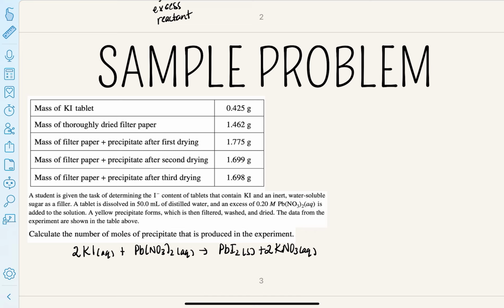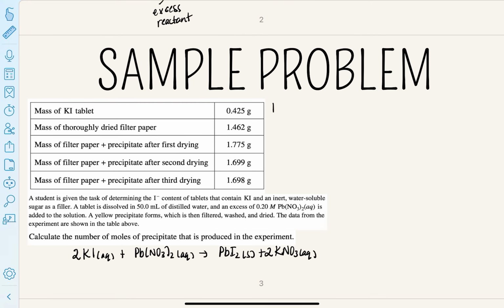So as I'm reading on, it says here a tablet is dissolved in 50 milliliters of distilled water. Okay, so let's just try to visualize this. So let's say I've got a beaker, I've got 50 milliliters of distilled water, and then I've got a KI tablet, and this is going to get dissolved in here. Okay, so that's just my visual. And then what I'm going to do is put in some excess lead-2 nitrate into the same solution. So now that the KI is dissolved, we'll just draw like this. We're going to add some Pb(NO3)2.